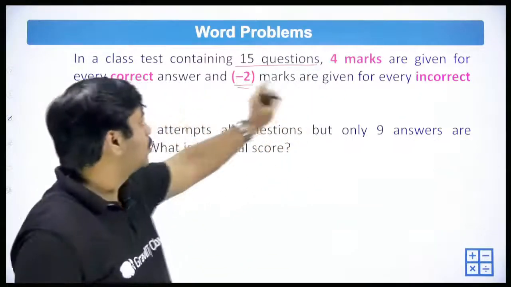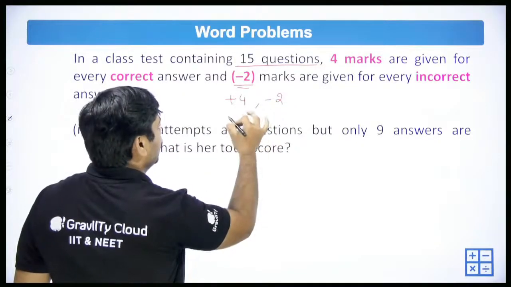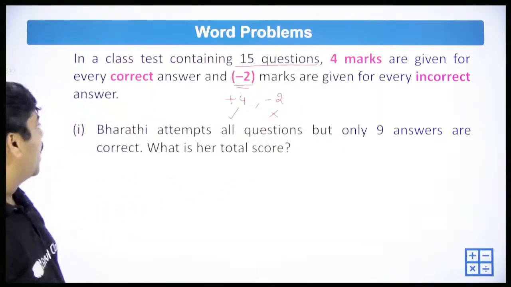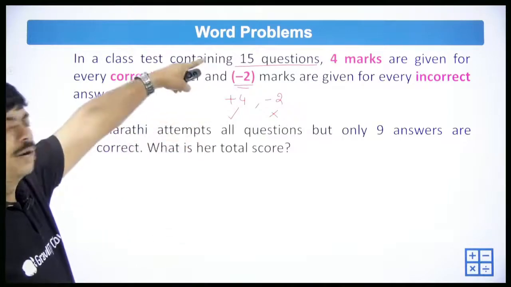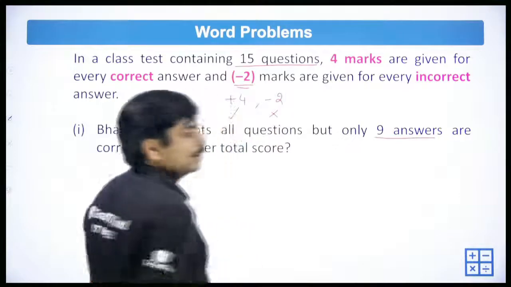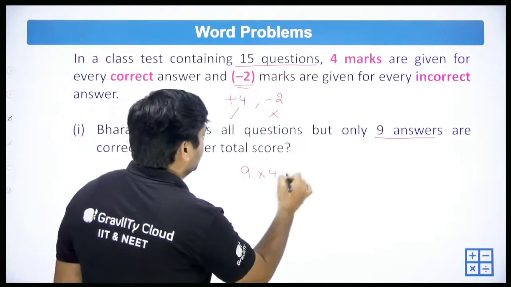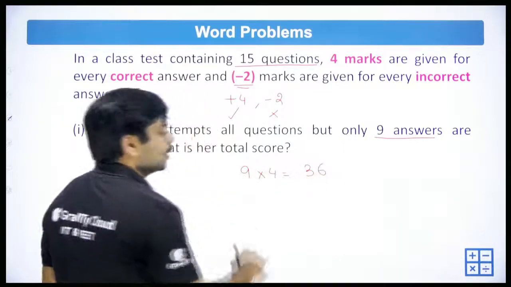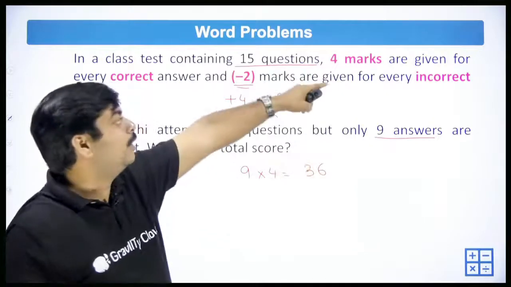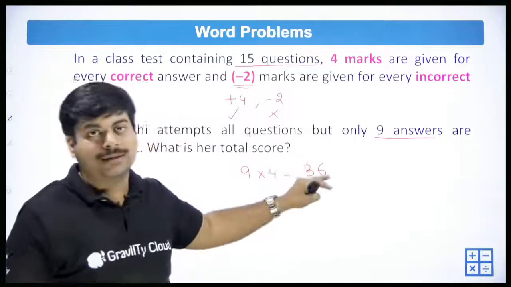Okay. So, plus 4 and minus 2. That is the evaluation. If you are getting a correct answer, plus 4. If you are getting a wrong answer, minus 2. What's the first question? Bharati attempts all the questions. All means 15 questions. But only 9 answers are correct. 9 are correct. So 9 into 4, she will get 36 marks. But is this her final score? Had there been no negative mark for incorrect answers, that is her final marks.